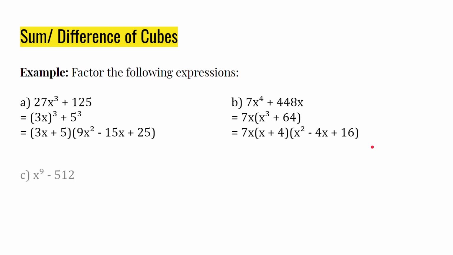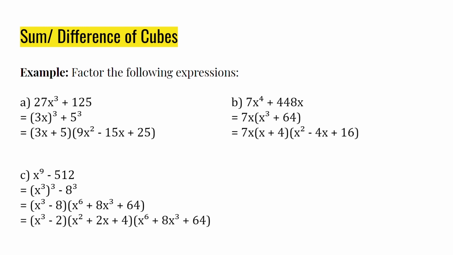Next, C. x raised to the power of 9 minus 512. First of all, we must write the expression as the difference of two cubes, like this, and use the formula to factor out the expression into this. But notice how x raised to the power of 3 minus 8 is also a difference of cubes, so we must factor it further by using the difference of cubes into this.